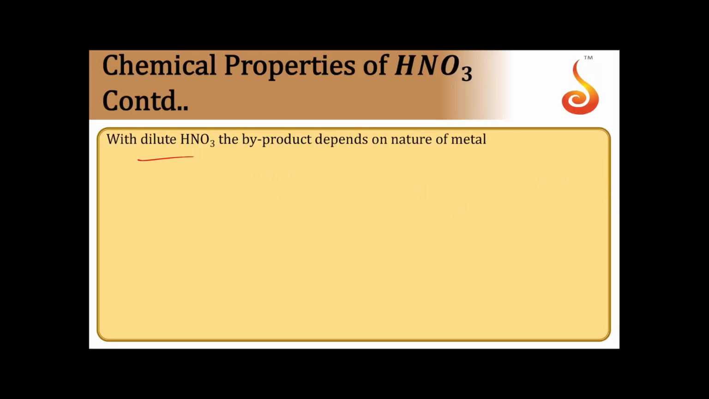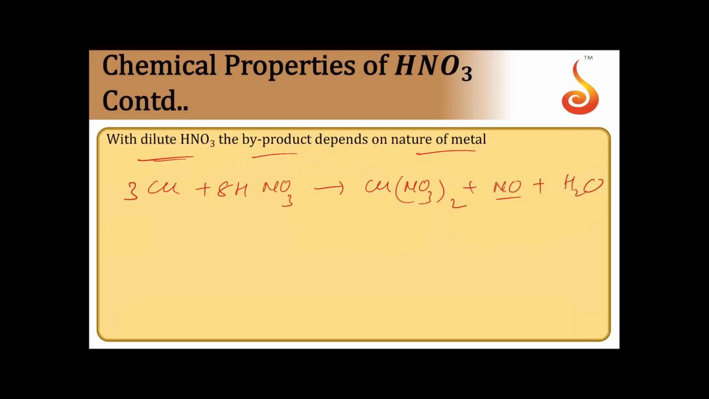Then comes dilute HNO3. If you take dilute HNO3, it depends upon the nature of the metal used. The byproducts depend upon the nature of the metal. If you are using copper, you are going to get nitric oxide. So copper plus HNO3 giving rise to copper nitrate plus nitric oxide plus H2O. It is forming NO because dilute acid is being used. When you balance this, we get 3 and 8 here, this will be 3 here and 2, 4 here.